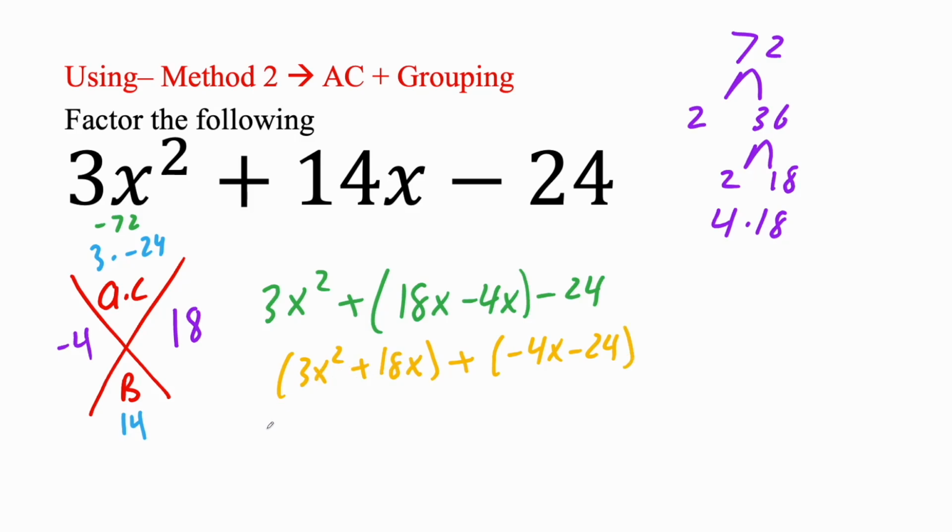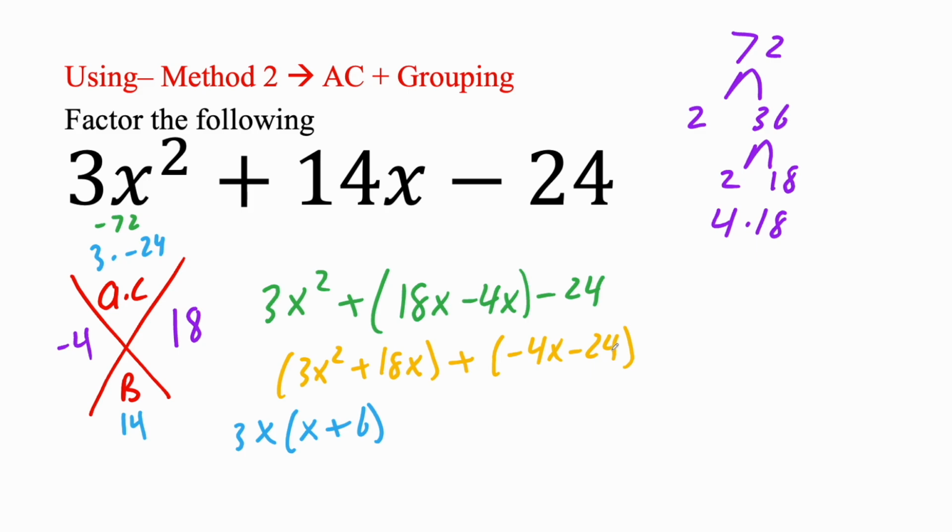Now we look at these two pieces and we see what's the biggest thing in common. They both have an x, so we can take out an x. Then we think, what's the biggest number I could divide both by and get a whole number? That's going to be 3. So now I do parentheses. 3x times something gives me 3x squared. That's going to be x. 3x times something is 18x. That's going to be plus 6.